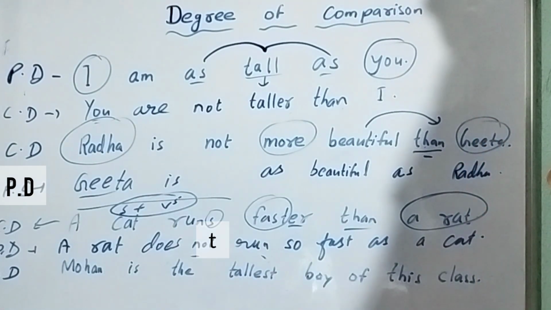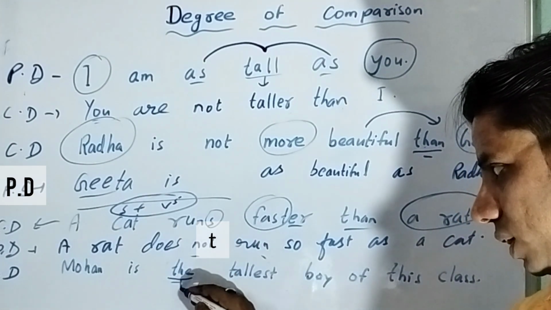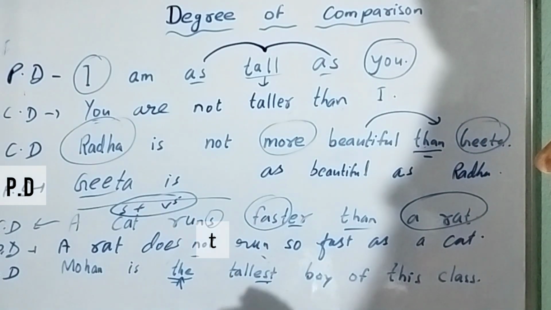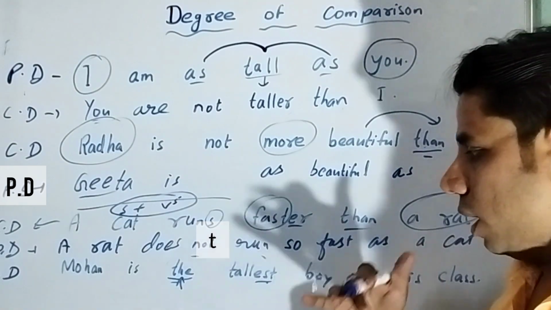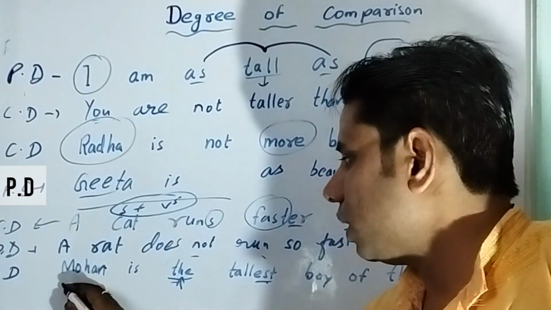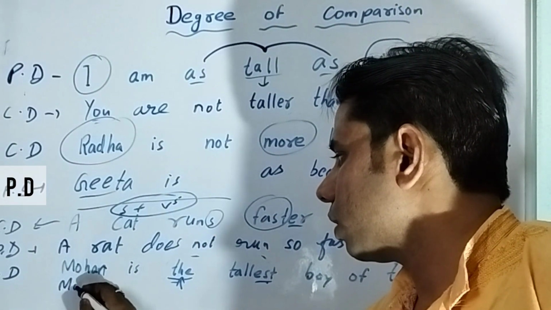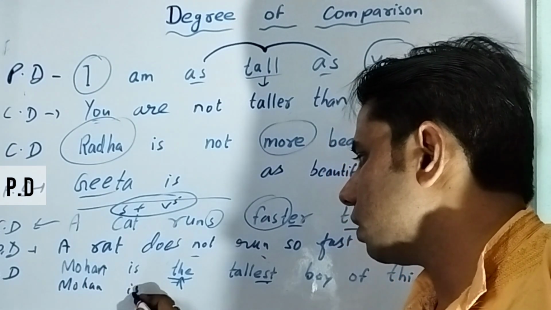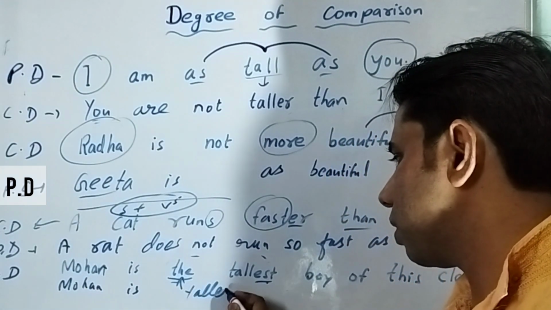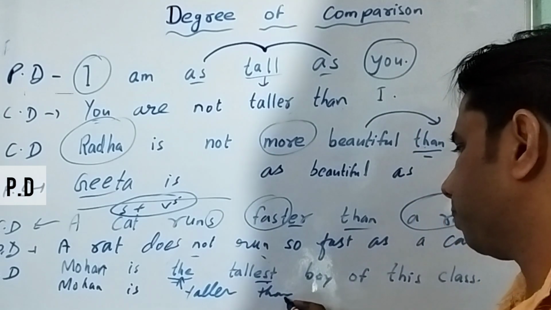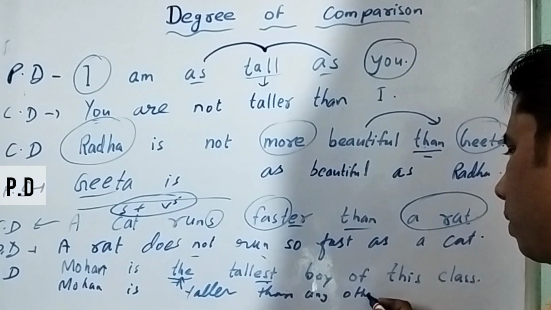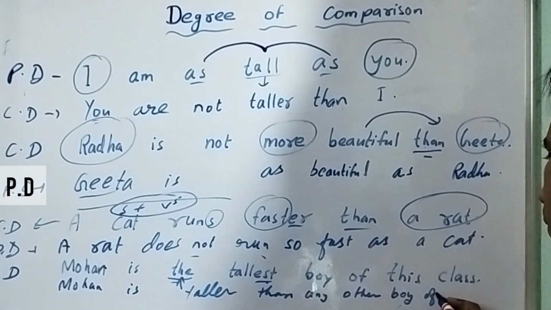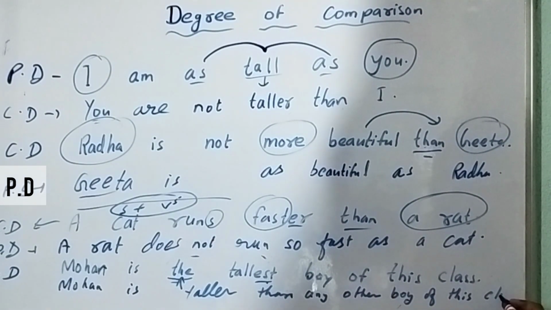Now listen to the last sentence that I have given to you. Mohan is the tallest. The est is showing that this sentence is related to superlative degree. So we have to change this superlative degree into positive degree or comparative. So we can say Mohan is taller than any other boy of this class.